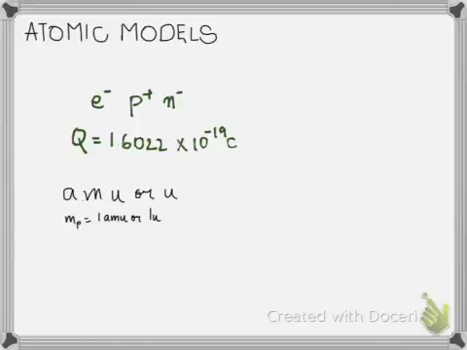AMU has been designed in such a way so that our calculations become easier. 1 AMU is equal to the mass of 1 proton, that is, 1 AMU is equal to 1.67262 into 10 raised to the power minus 27 kilograms. So this is 1 AMU. This is also the value of 1 U. The U and the AMU have the same meaning in this type of problems.